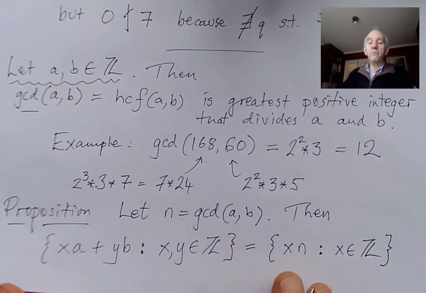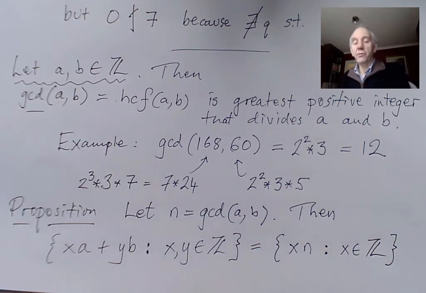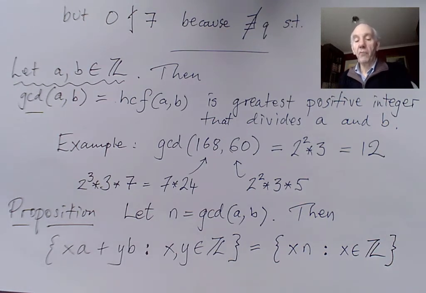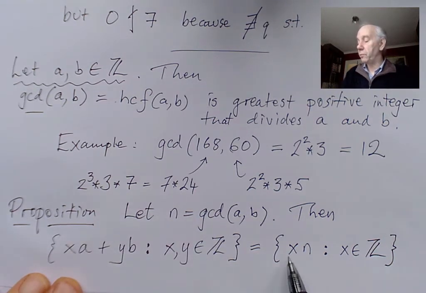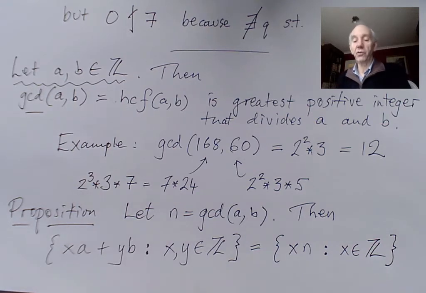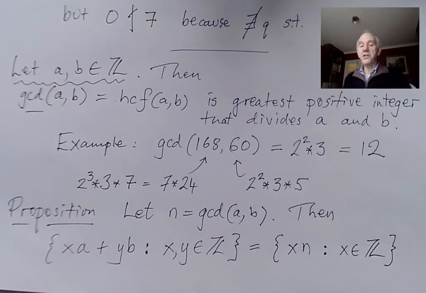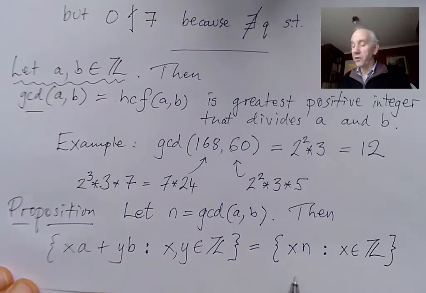Now, if you know your algebra, ring theory, these sets are both examples of what are called ideals. And we're really saying that this ideal is what's called principal because it consists of all the multiples of a given element n. But you don't need to know that, provided you understand the statement I'm making here.